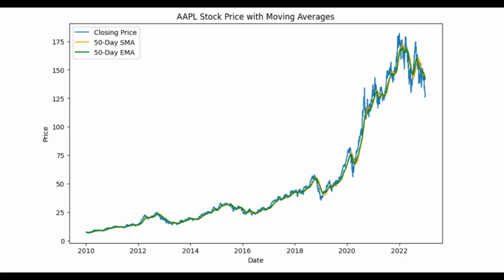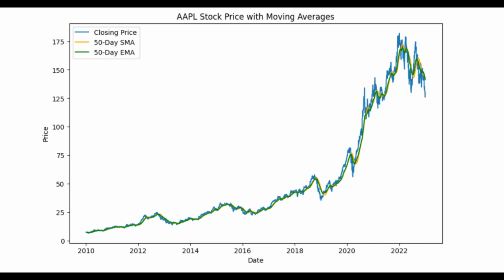The blue line is the stock's actual closing price. The orange and green lines, that's the 50-day SMA and 50-day EMA. The simple moving average is a smoother, lagging indicator, while the exponential moving average reacts more quickly to price changes. When the stock price crosses above the moving average, that's often seen as a bullish signal, meaning the stock might go up. And when it dips below, it's usually seen as a bearish signal.